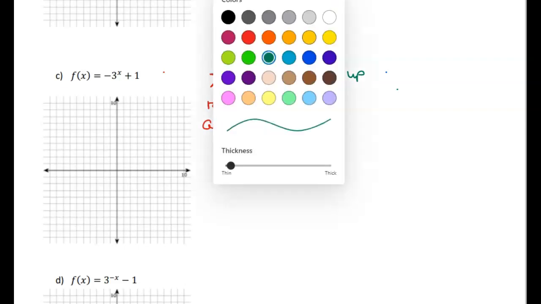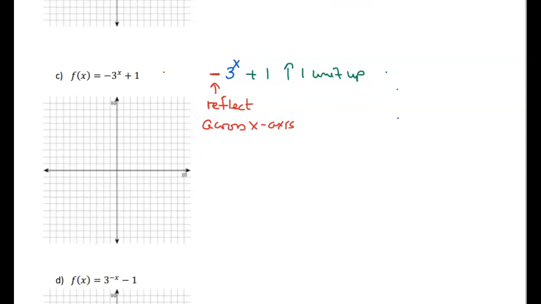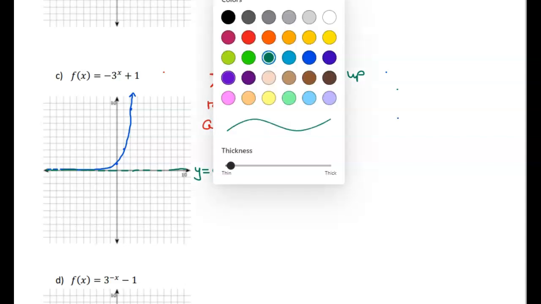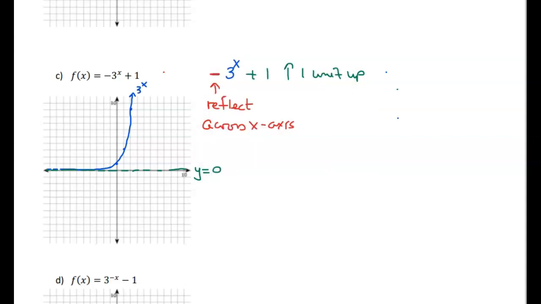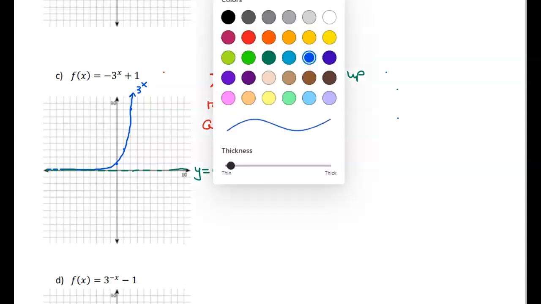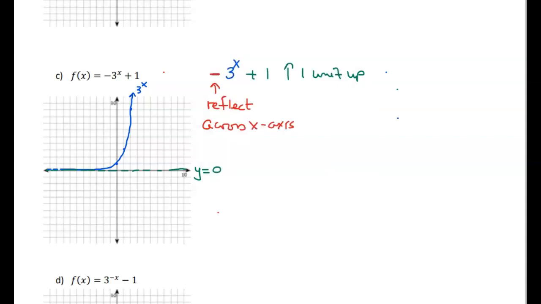Okay, so let's draw our parent function. 0, 1, 1, 3, 2, 9, and 1/3, 1/9. Okay, so we're going to draw our parent function here. And I'm going to put the horizontal asymptote at y equals 0. All right, so this is 3 to the x. Our negative 3 to the x means we reflect. Okay, so all the y values turn negative.